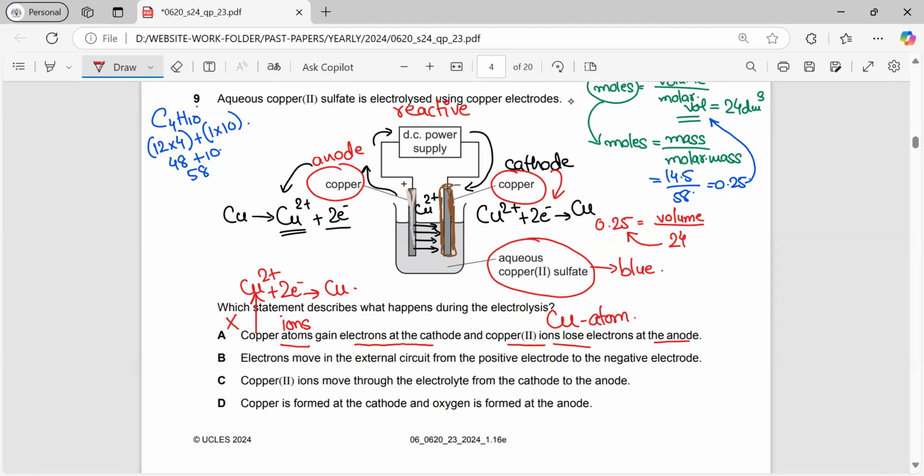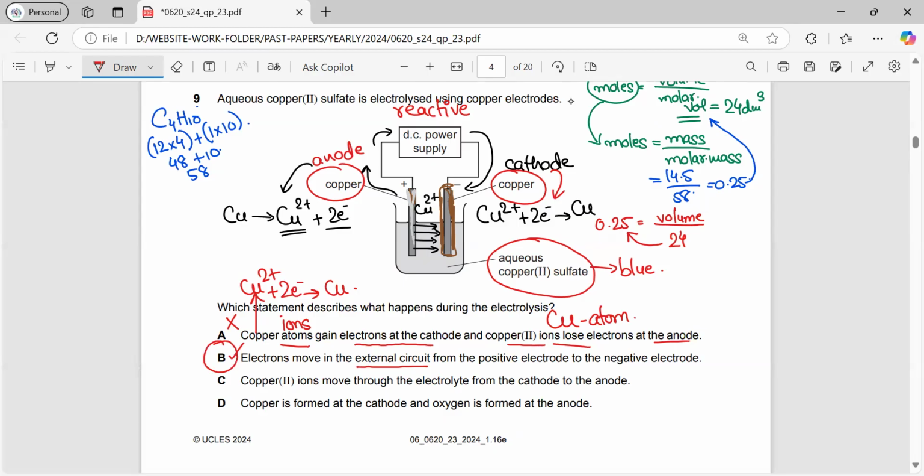Next, electrons move in the external circuit from the positive electrode to the negative electrode. Now this one is correct. Because as I told you, when we pass the electricity, when we give voltage to it, the copper present at the anode loses its electrons and the electrons then start moving from anode, traveling through the whole external circuit, and they end up at cathode. So from the positive electrode, they move towards the negative electrode through the external circuit. So option B is correct.